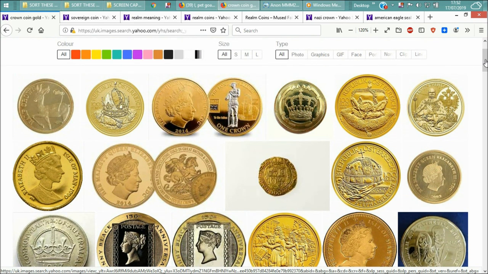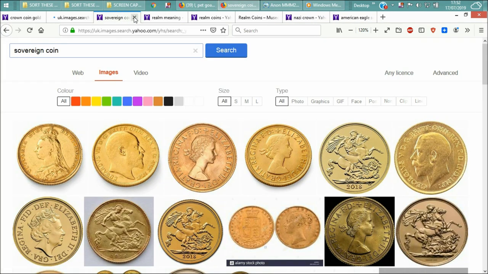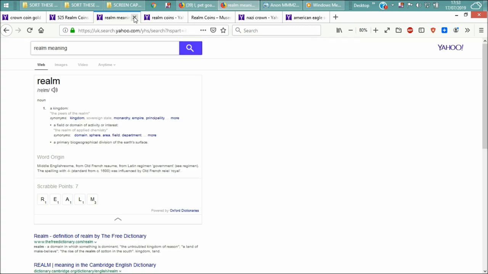This is the crown. That is a toy. Oh, here we go. What's happening here? Where are we going there? Get rid of that. Frozen again. Now I can scroll down here. This is sovereign coin. The sovereign coin is the well-known gold coin of Great Britain. The value, crossed that out. Anyway, so you got the idea.